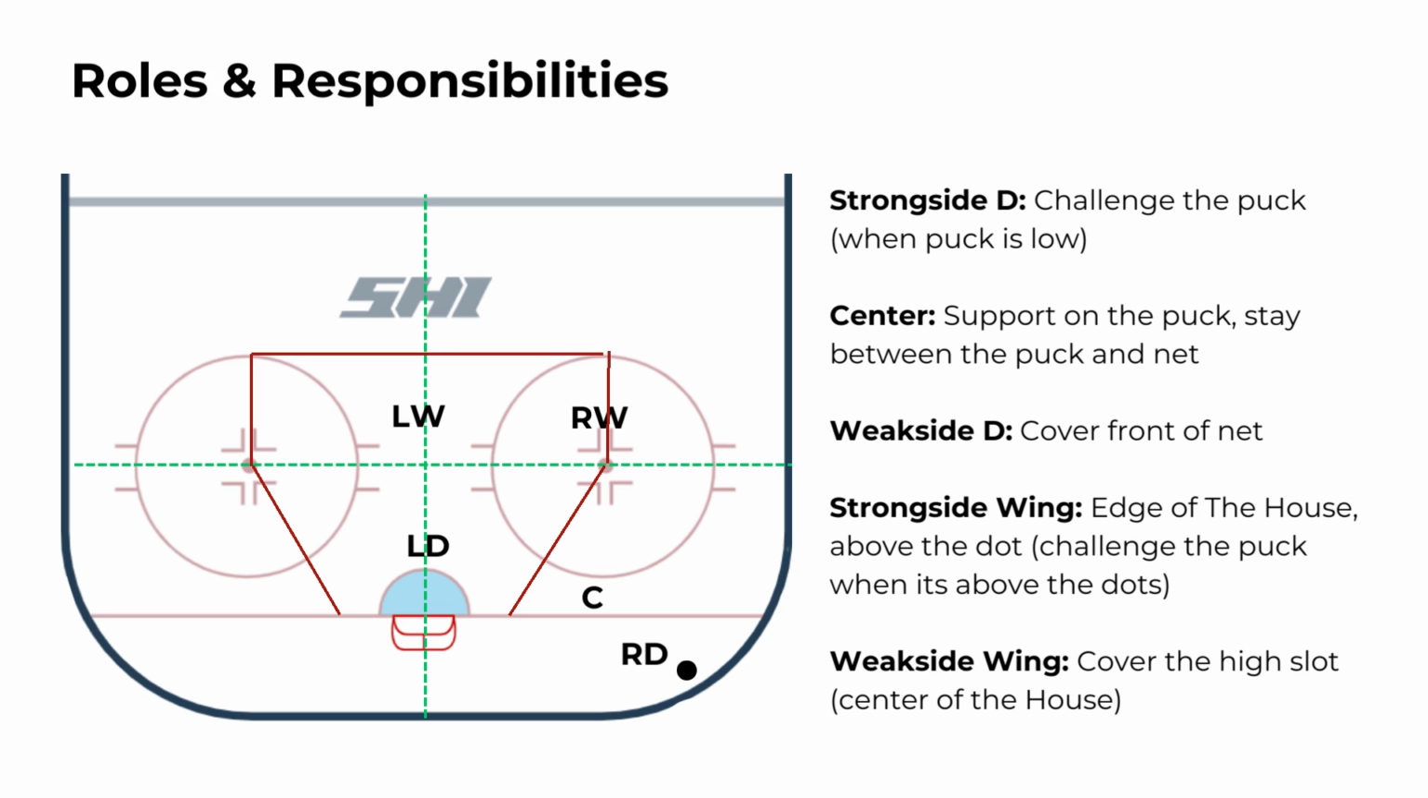First, the weak side defenseman is covering the front of the net. The strong side wing, in this case it's the right wing, generally will be positioned right on the edge of the house, staying above the dots. In this position, the strong side wing can quickly challenge the puck if it comes into their quadrant. Or if we gain possession of the puck, they can move to the half boards for a breakout pass. The weak side wing is positioned pretty close to the center of the house, making sure they're staying above the dots to guard the high slot.